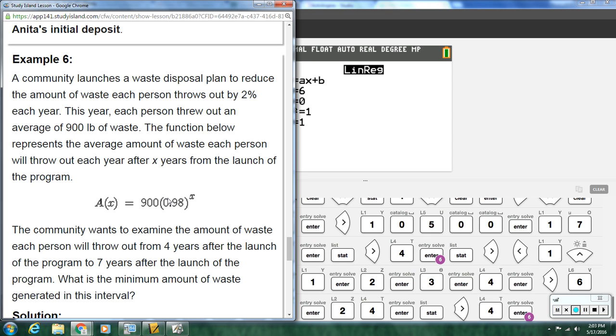So it's a decrease. All right, so the community wants to examine the amount of waste each person will throw out from 4 years after the launch of the program to 7 years after the launch of the program. What is the minimum amount of waste generated in this interval? All right, so we're reducing this, correct? Minimum. Should we use 4 or 7? What do I even do with a 4 or 7? We gotta decide that first.